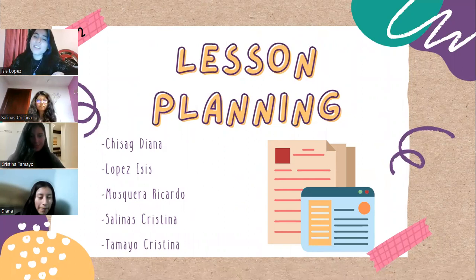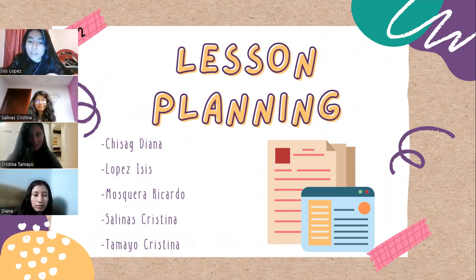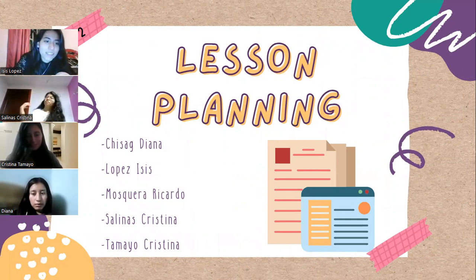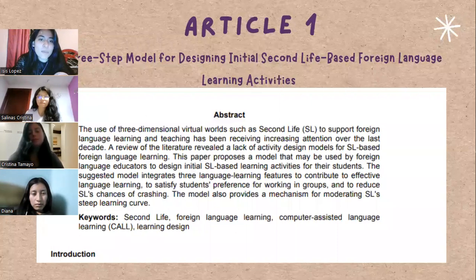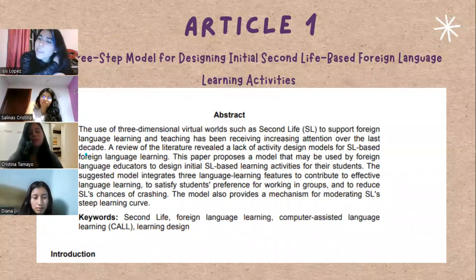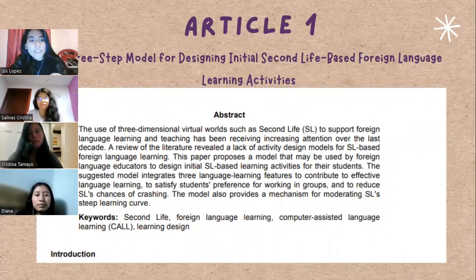Today we are going to present the APE number 2 of lesson planning, that is three-step activity in teaching process. So this APE is about some articles, and we are going to present the article. So the article number 1 is three-step model for designing initial second line based foreign language learning activities. So this article is about that with the use of three-step activity in teaching process, we can improve and develop the different skills on the students.